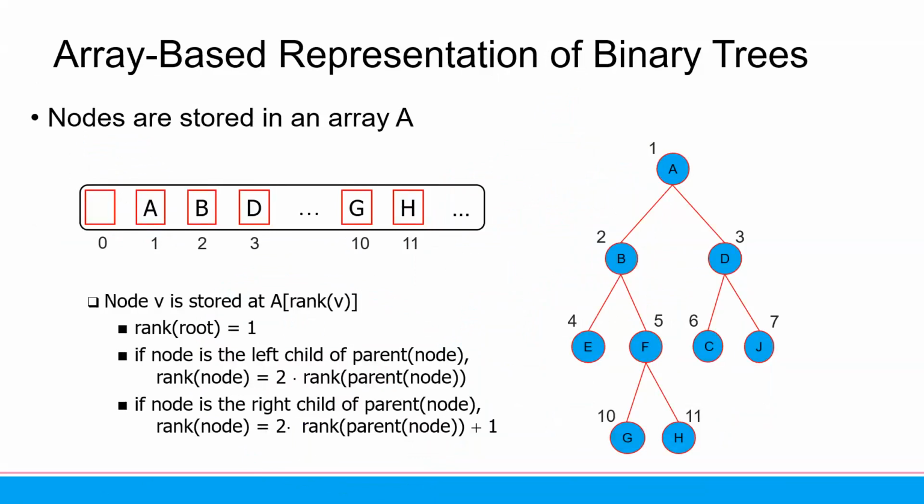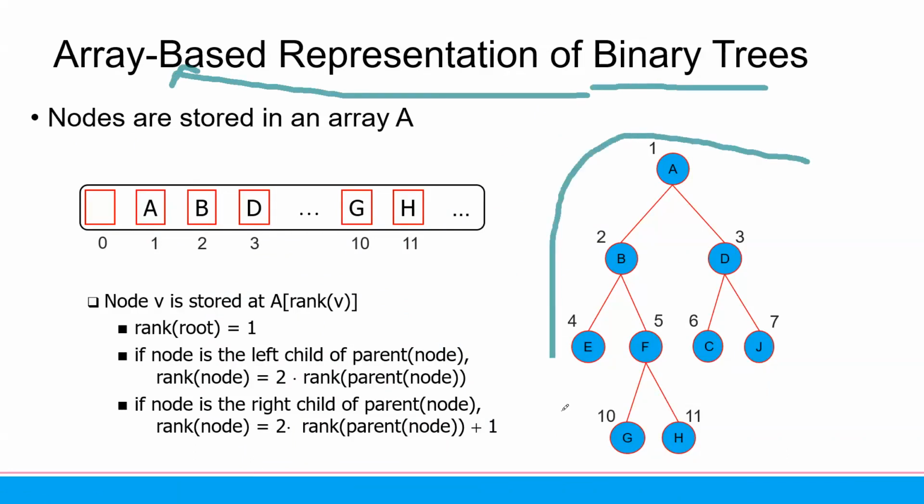We can use an array for binary trees. And if we use arrays, of course, you need to understand the index of the array. I want to make the binary tree using an array, so we call this an array-based representation. I have this tree. How can I put this tree into an array?